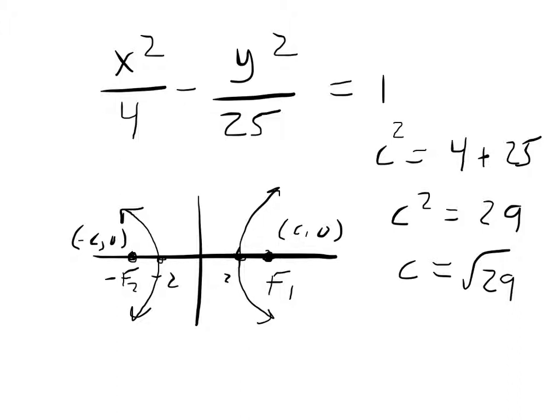Note, root 29 is clearly bigger than 2. So it's going to lie well to the right of 2. Root 29 is about somewhere between 5 and 6. So it's going to be over there a fair amount.